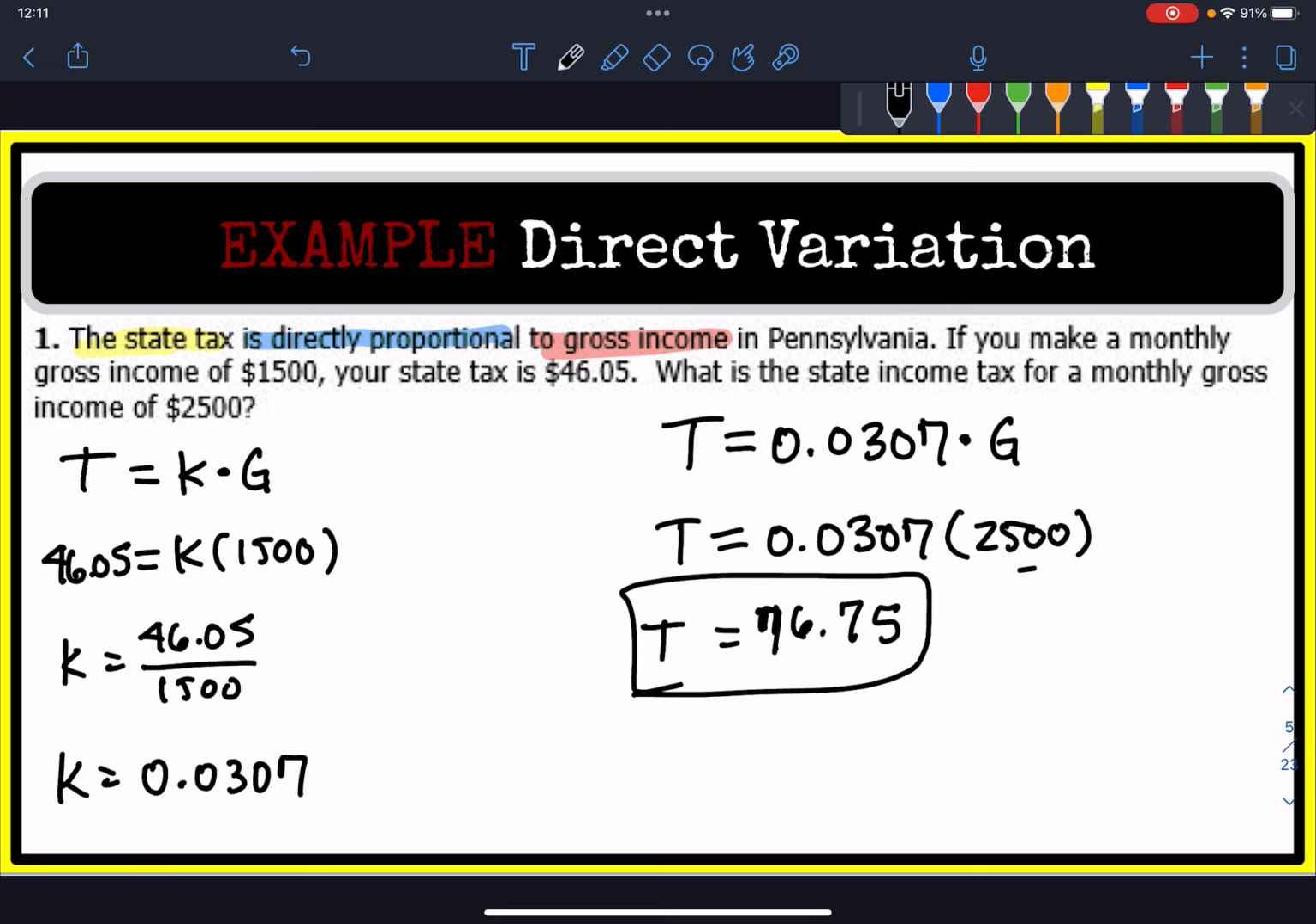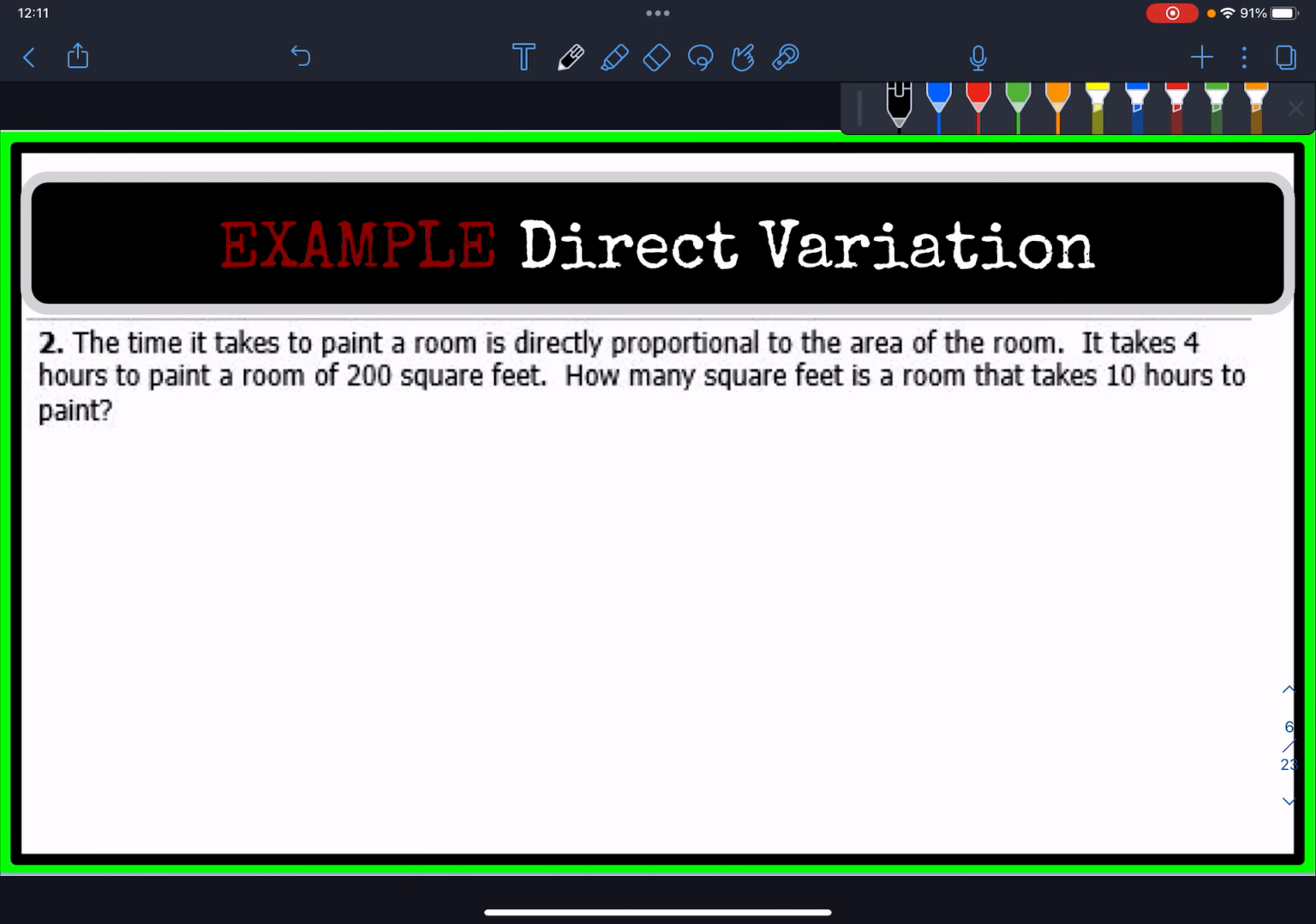Let's look at another example. If I go to the very end and look at the question: how many square feet is a room that takes 10 hours to paint? We want to figure out how big a room is going to be if it takes 10 hours to paint. First, we have to look at the relationship between the size of the room and the time it takes to paint it. According to the very first sentence, the time it takes to paint a room is directly proportional to the area.